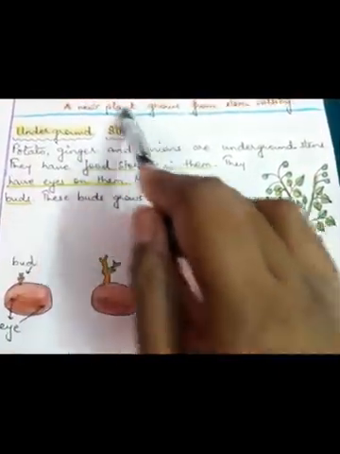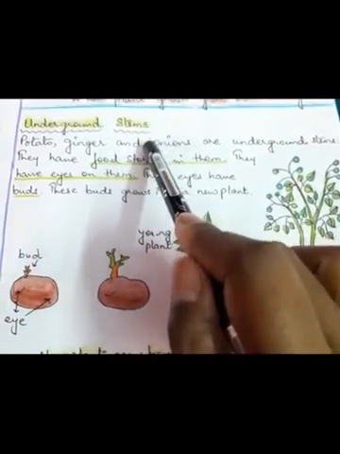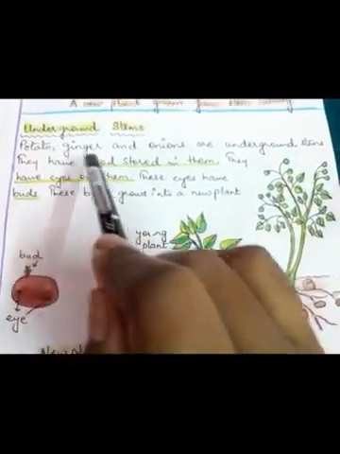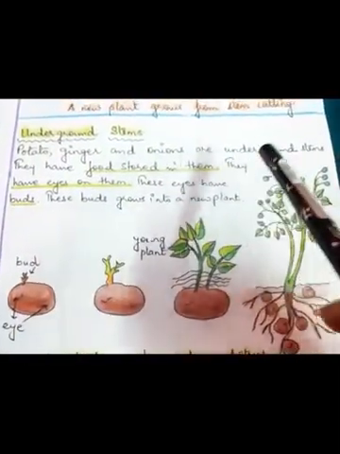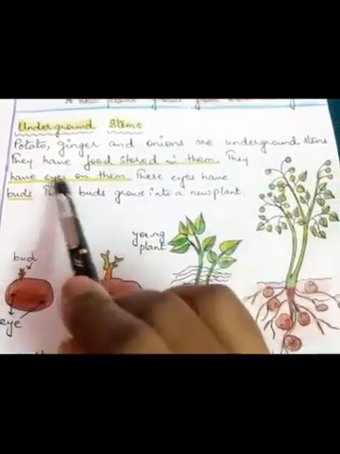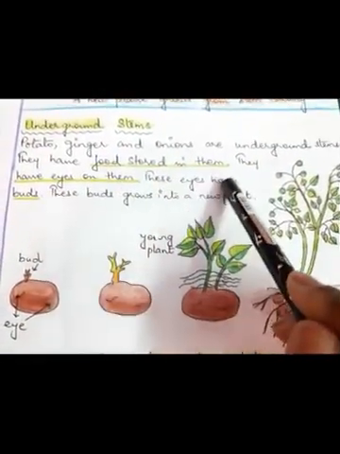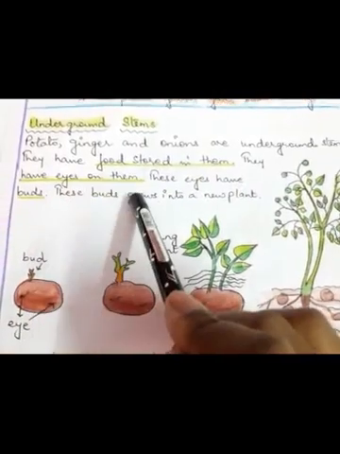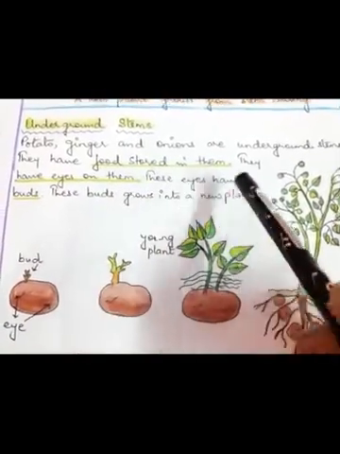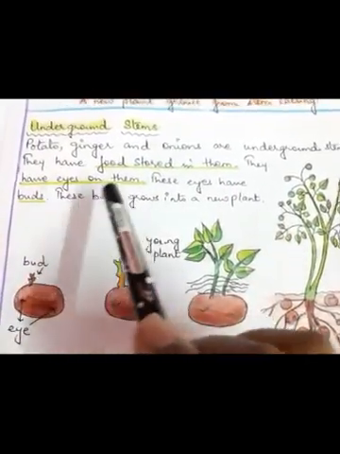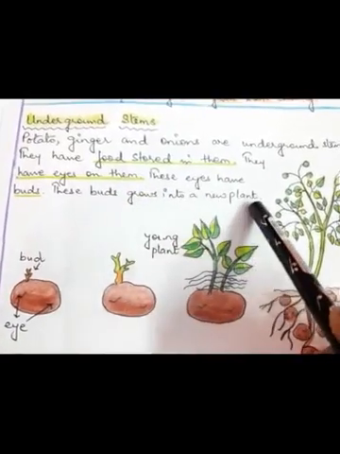Now we will study about underground stems. Potato, ginger, and onions are underground stems. They have food stored in them. They have eyes on them. These eyes have buds. These buds grow into a new plant.